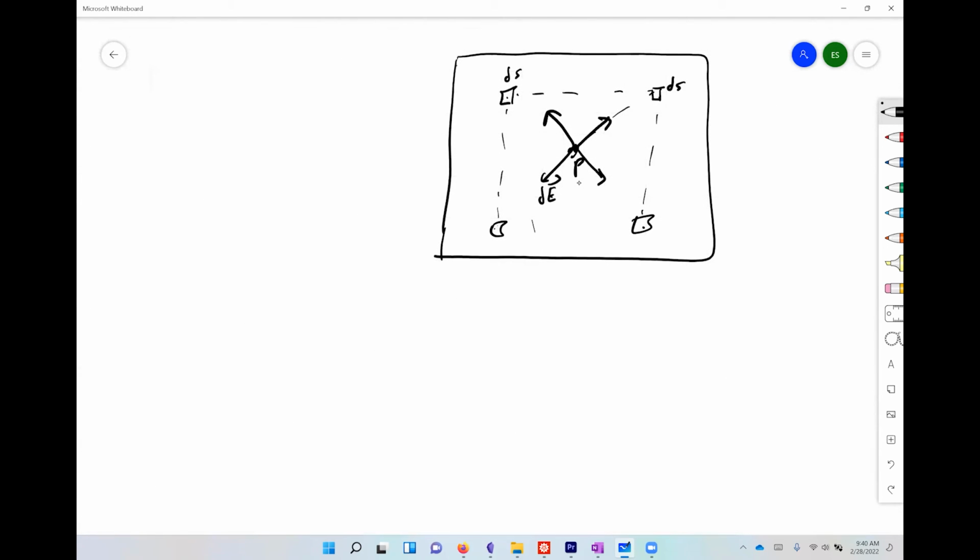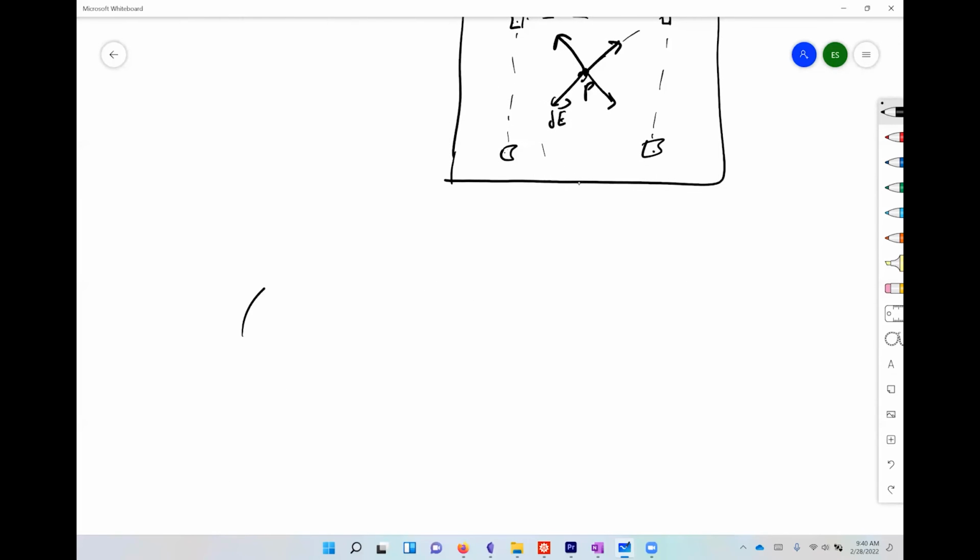Okay. What about a hemisphere? Like a sphere like this, a hemisphere. You take a sphere and you cut it in half, and this hemisphere has a radius r. What is the field at the center of the hemisphere?